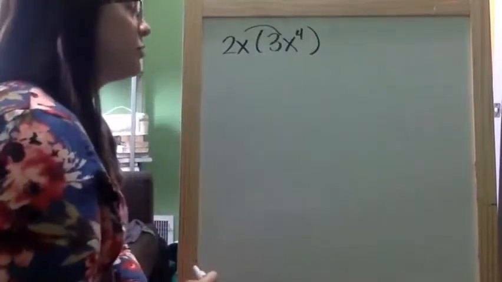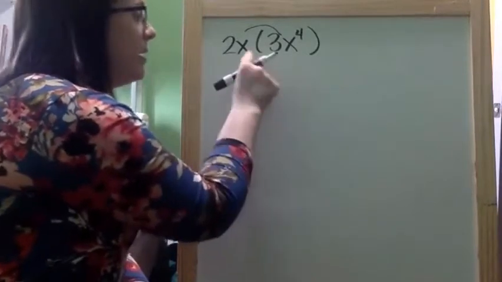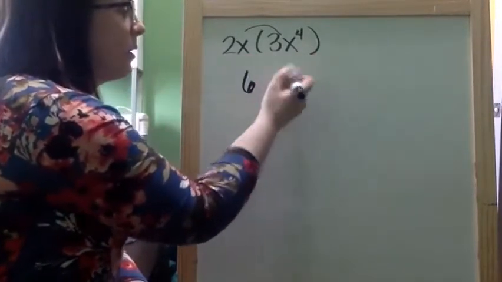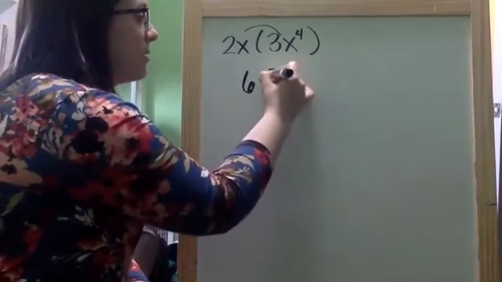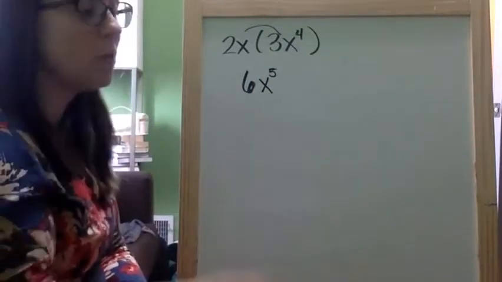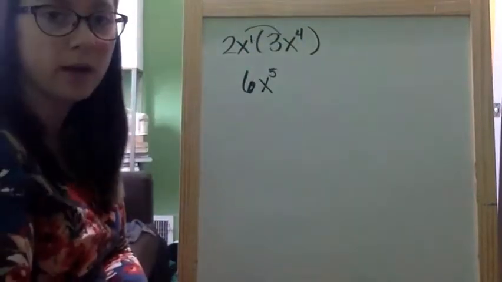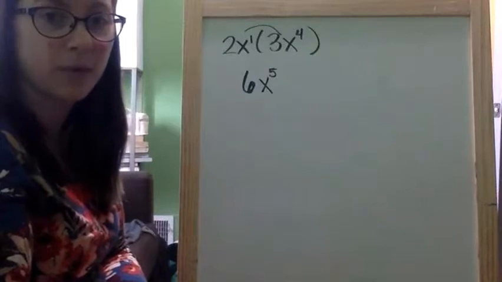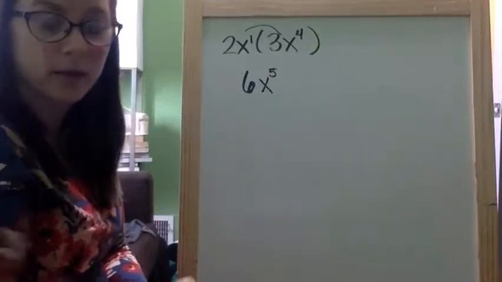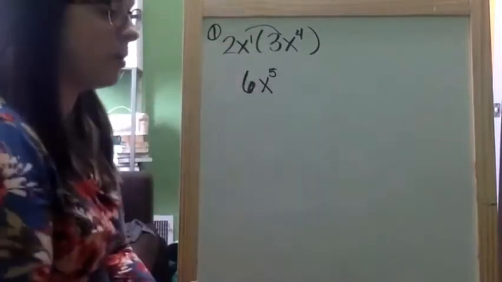So I would just distribute that in, 2 times 3 being 6, and x times x to the fourth becoming x to the fifth power, because remember, when we multiply variables, we add their exponents, and there's that invisible hidden 1 there as an exponent for our 2x. So that would be our first, most simple example.